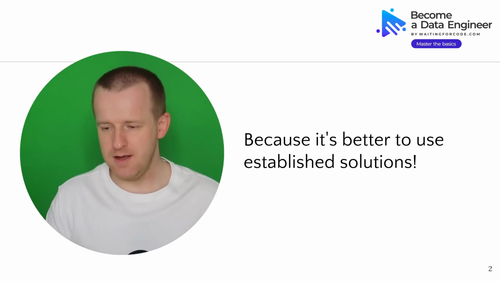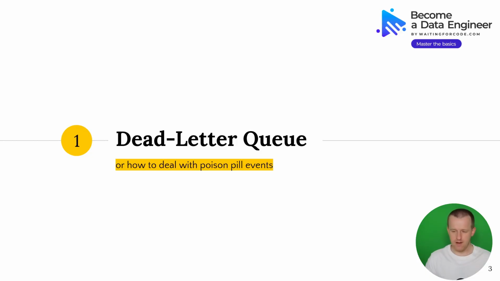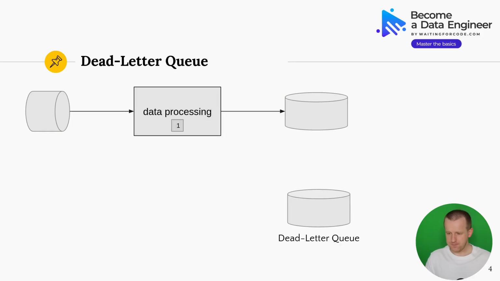And the first of them is the dead letter queue, and it answers the question of how to deal with poison pill events. So a poison pill event, just to define it, is a kind of message that your code cannot process, and each time this message flows into your processing job, the job fails, it is a critical failure, everything stops. And the dead letter queue is a pattern that you can implement to avoid this fatal error. And the idea is rather straightforward.